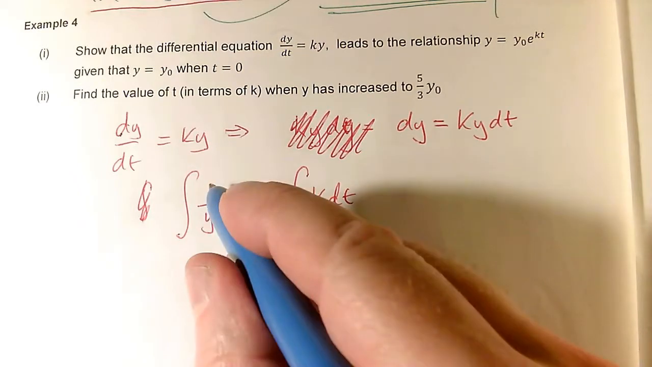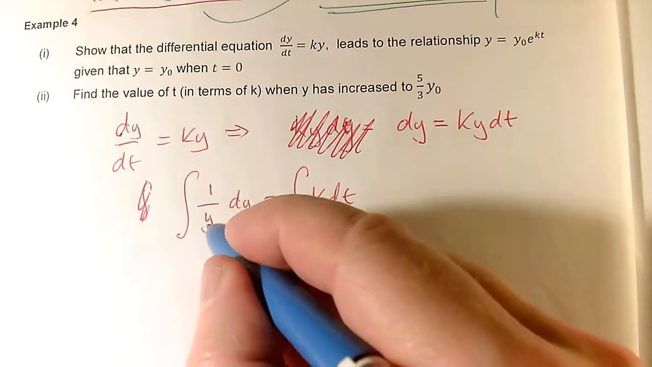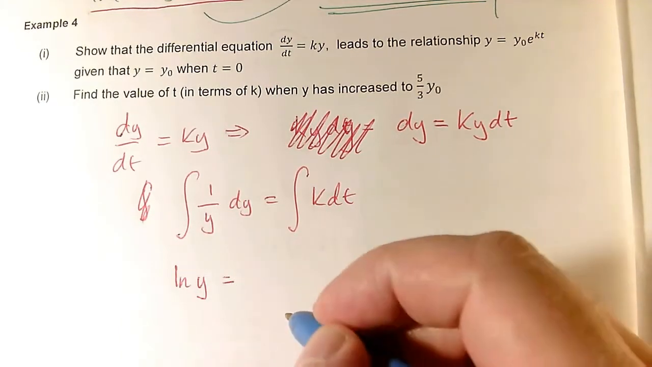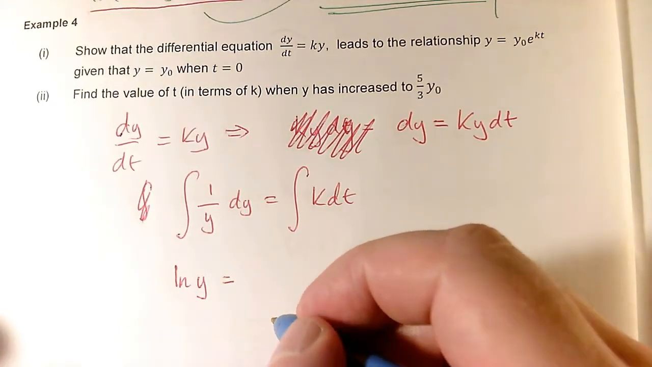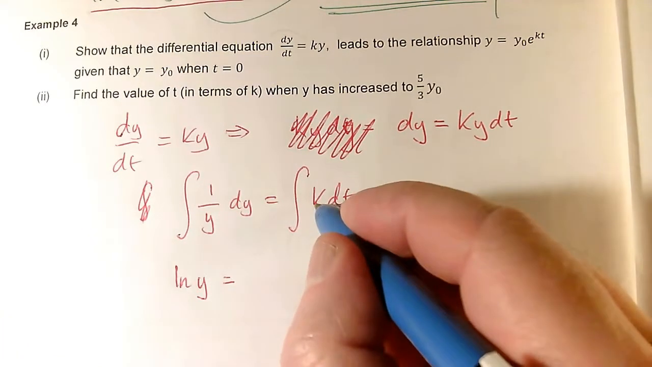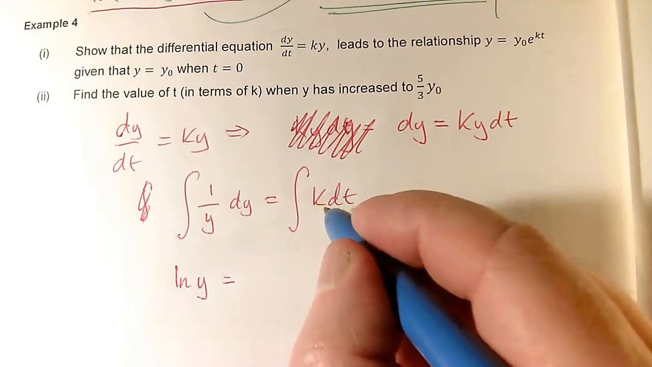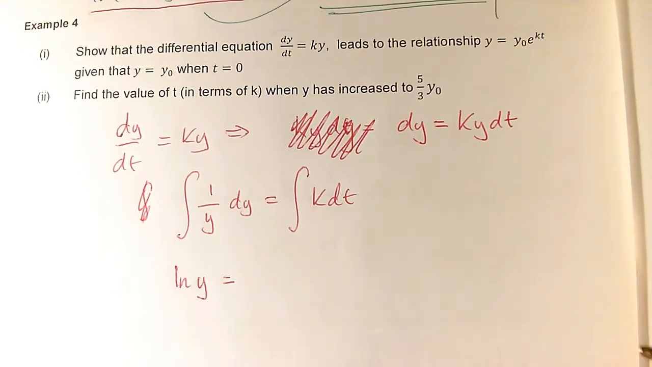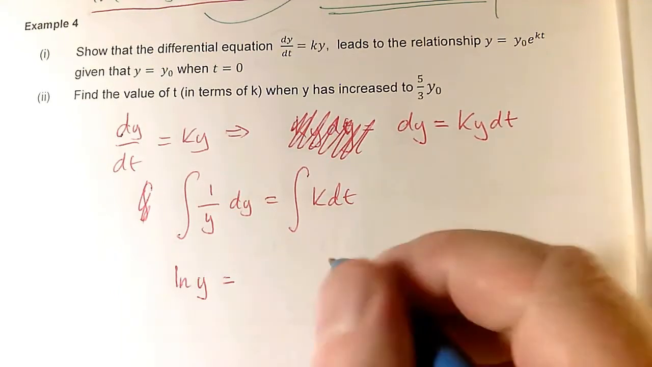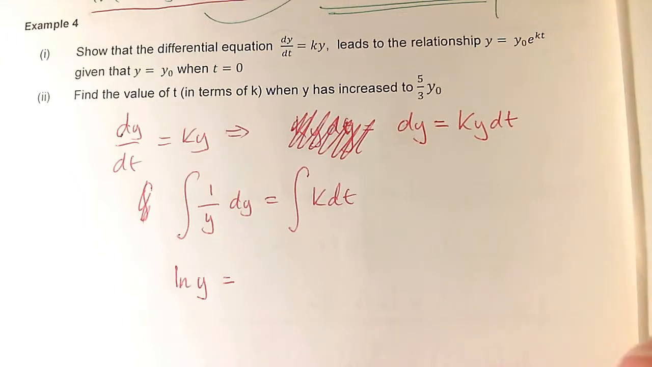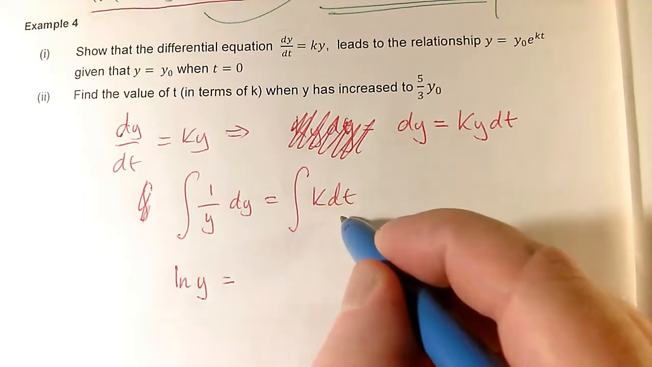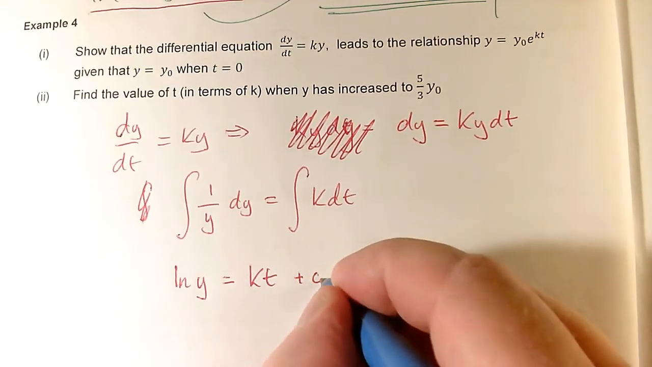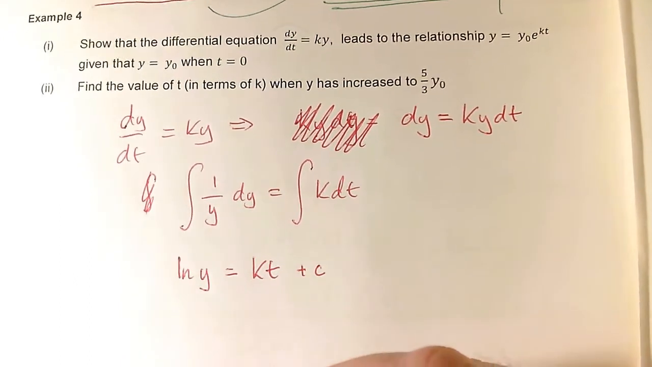So 1 over y, the top's the derivative of the bottom, so that's just log of the bottom, log of y. Don't put on the modulus signs because we don't put those on until we need them. And integrating k is not a half k squared because that is a constant, it's not a t. If you integrate 3 with respect to x, you get 3x. If you integrate k with respect to x, you get kx. But I'm integrating k with respect to t, so I get kt. And I mustn't forget my constant of integration, but I only need it on the right-hand side.